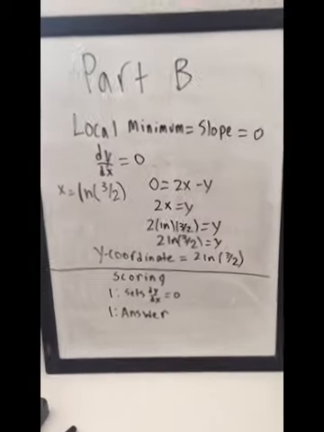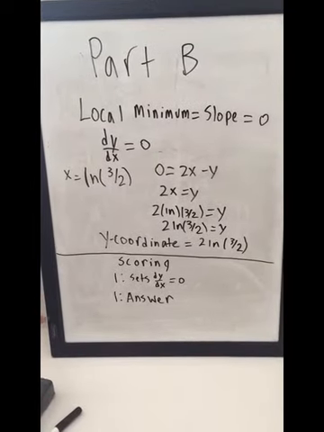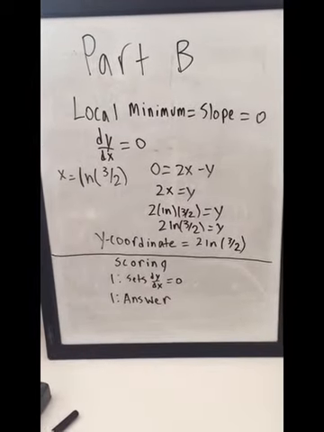So the way they scored this one was you got 1 point for setting dy/dx equal to 0, and you got 1 point for the answer.